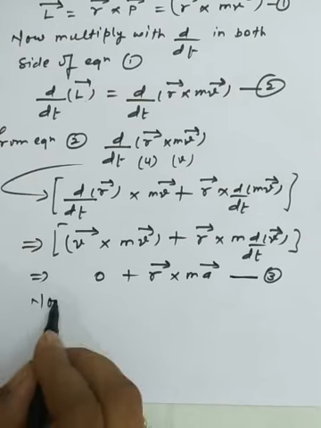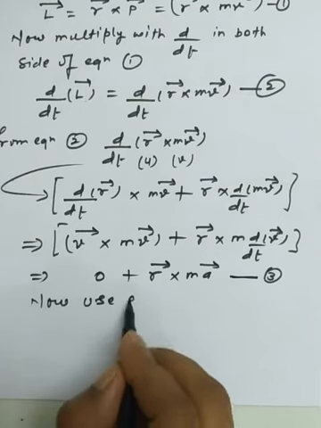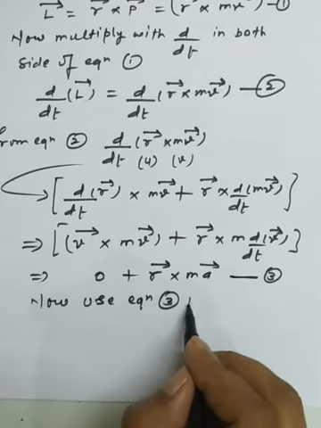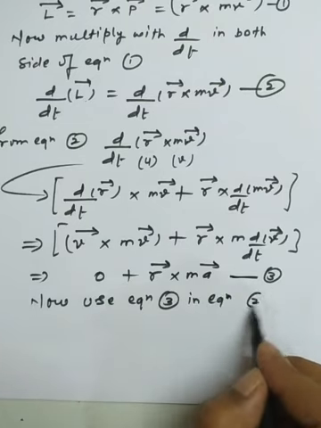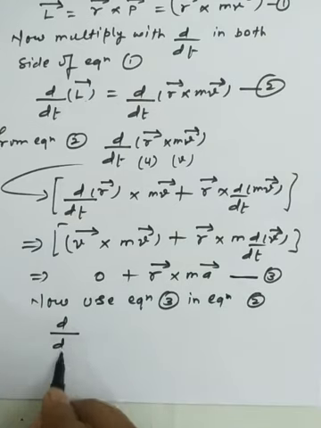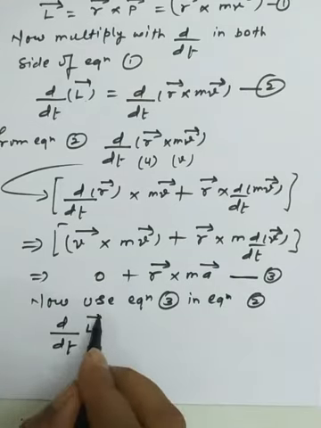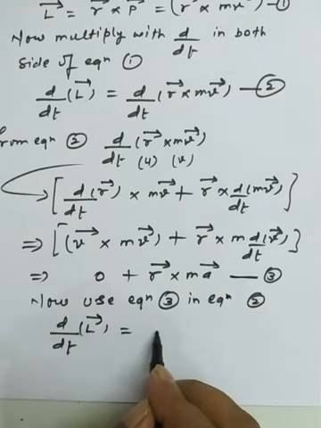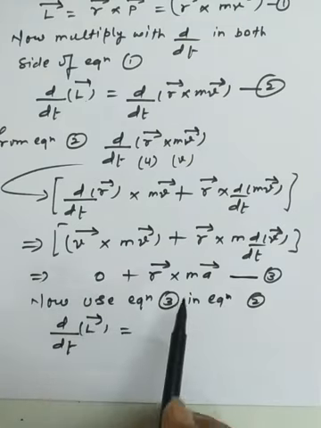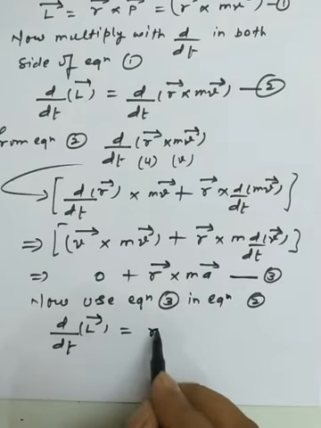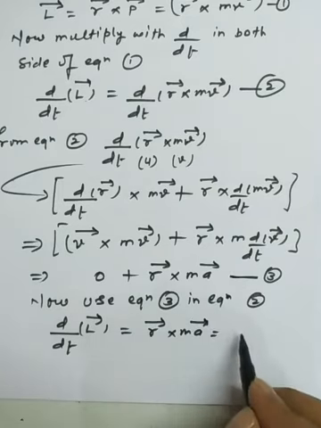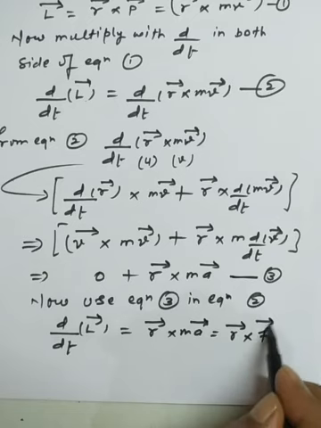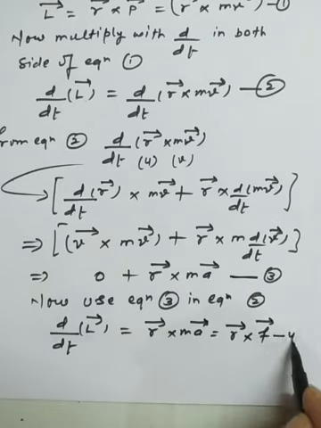Now use equation number 3 in equation number 2 there. So I have one of the standard equations: d by dt of L, in place of d by dt of r cross mv, I can write simply r cross ma. Ma is nothing but simply F, that is the force. So I am modifying this equation. This is equation number 4.